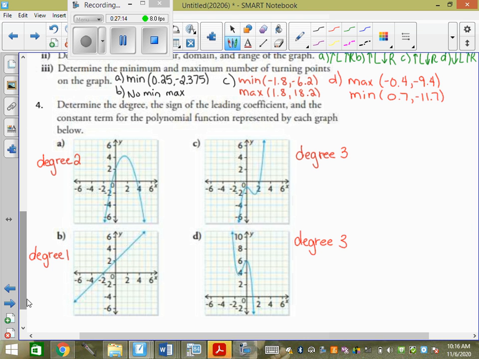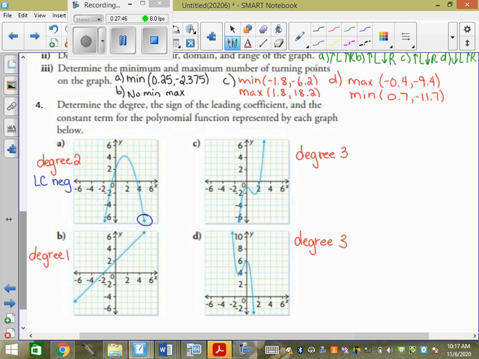Now, the next one asks us for the sign of the leading coefficient. It doesn't ask us actually what the leading coefficient is. It just asks us for the sign. The sign tells us how it ends on the right. So for this one, it ends down on the right. So my leading coefficient is negative. I'm going to write LC neg because I'm writing my own notes, and I know that LC stands for leading coefficient and neg stands for negative. On a test, though, I would write the sign of the leading coefficient is negative.